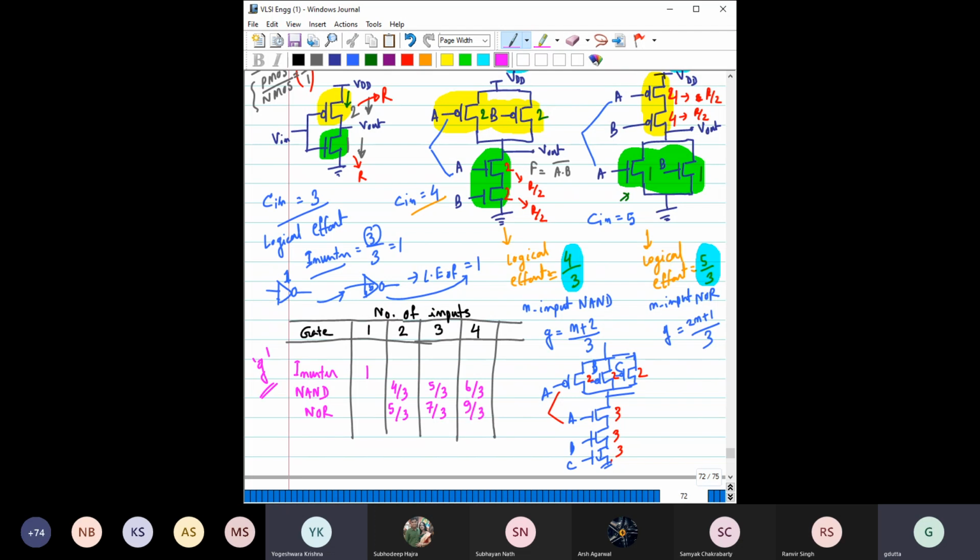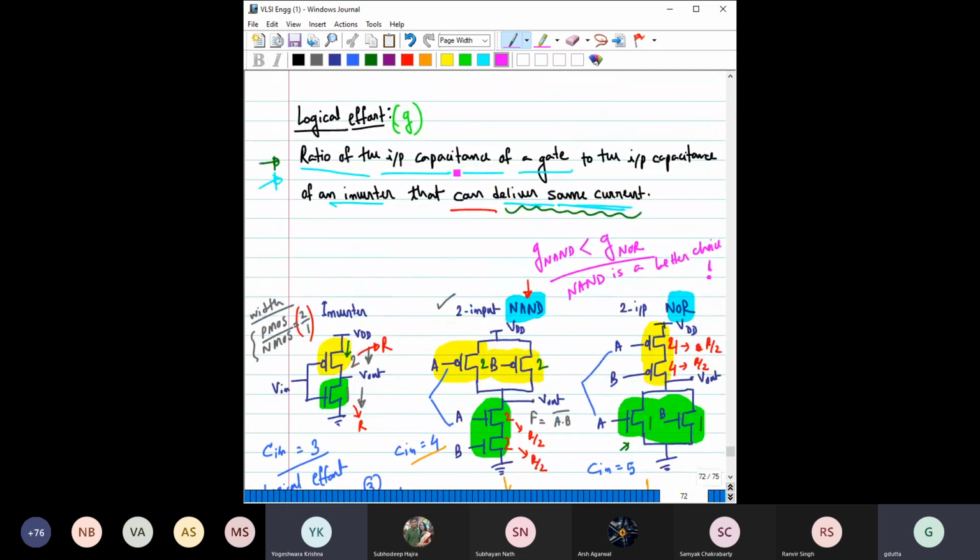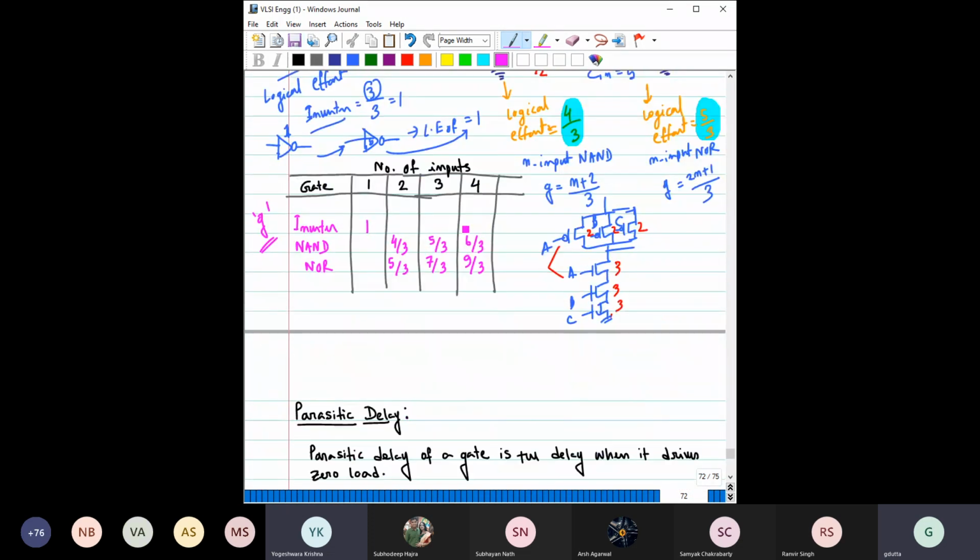Okay, so is this logical effort clear to you? Logical effort, in other words, indicates how good a particular gate is at producing output current compared to an inverter, right? That is basically what it indicates. If you have understood how to find it and what this logical effort means, then let us move to the next step.